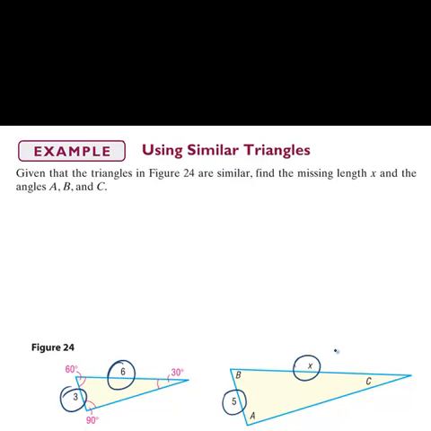So to find x, as one example of a proportion that you can use, x is to 6 as 5 is to 3. And then, of course, you could solve for x. Multiply both sides of this equation by 6, so you've got x is equal to 10, for example.